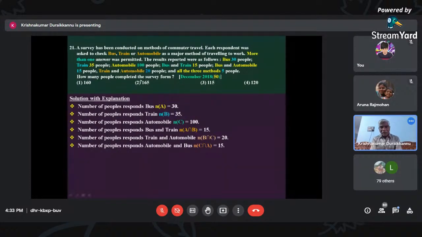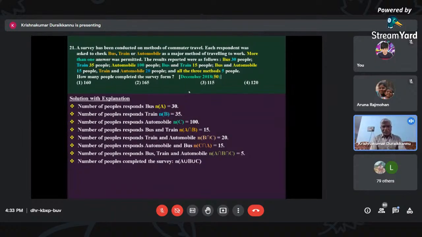They also have 15 for train and automobile. And finally, the number of people who responded to buses, train, and automobile, that is 5 people. That is, A intersection B intersection C equals 5. Now we can apply the formula.